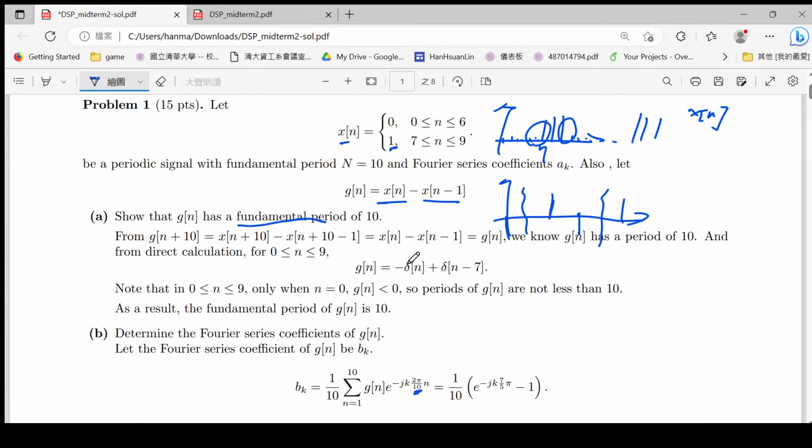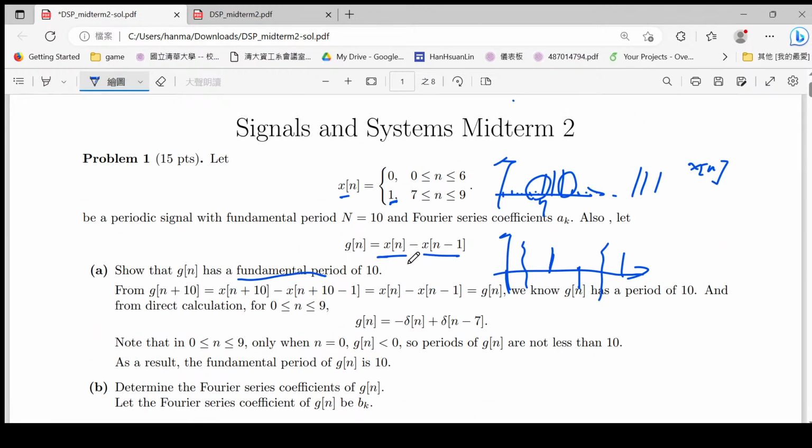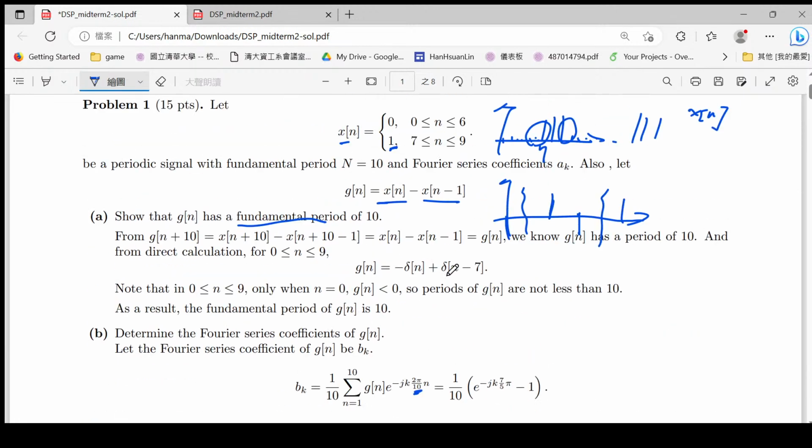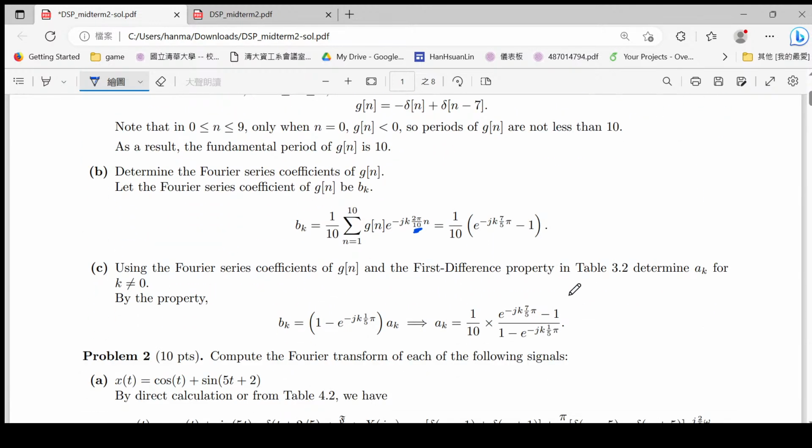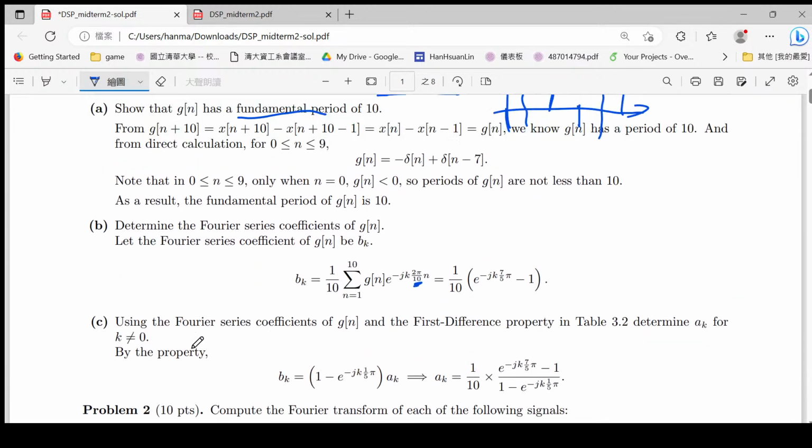And finally, now that's the tricky part. So we have G of n being the difference of x of n, and we want to go back to find out the Fourier coefficient of x of n. So what we do is the first difference equation. There are 2 ways: you can do the first difference, or you can do the accumulation formula.